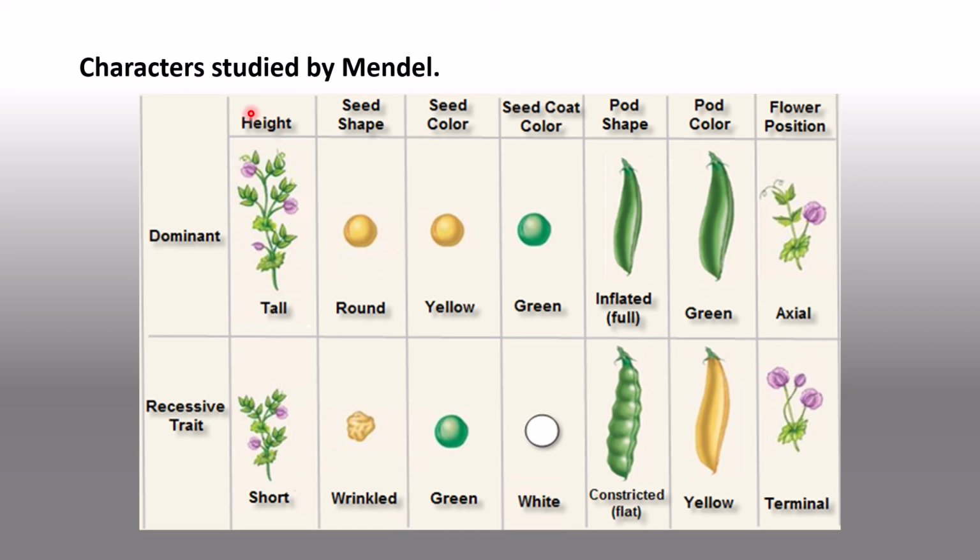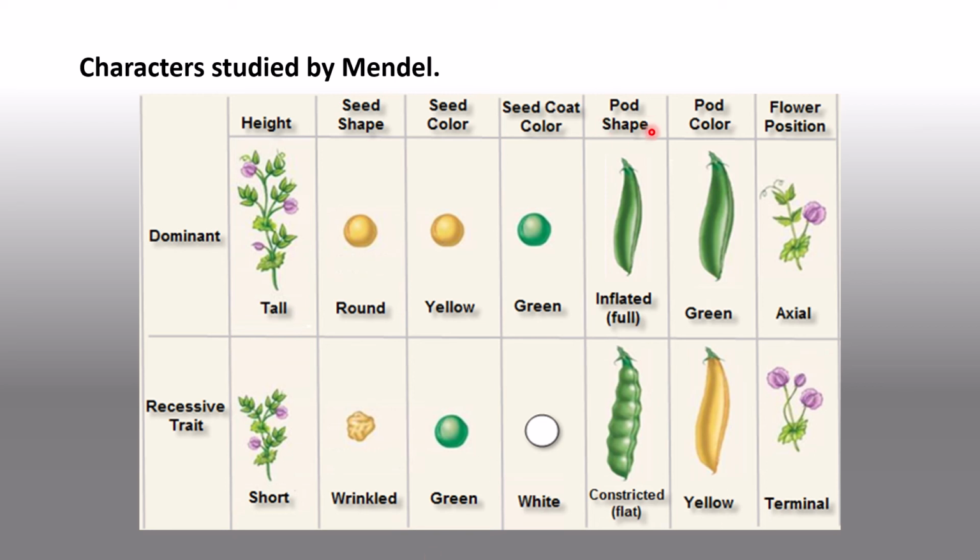The first character that Mendel chose was height, in which the dominant character was tall and the recessive character was short. The second one is seed shape. The round seed shape was dominant, whereas the wrinkled one was recessive. The third one is seed color. The yellow color seed is dominant here, and the green colored seed is recessive. And seed coat color: green seed coat was dominant, and the white seed coat color was recessive, white or kind of yellowish.